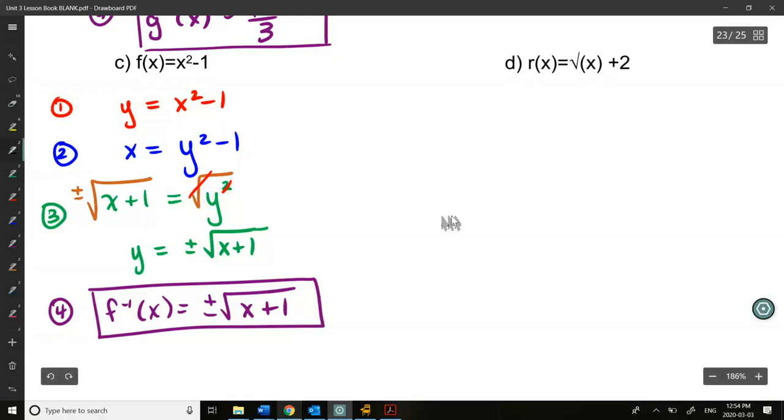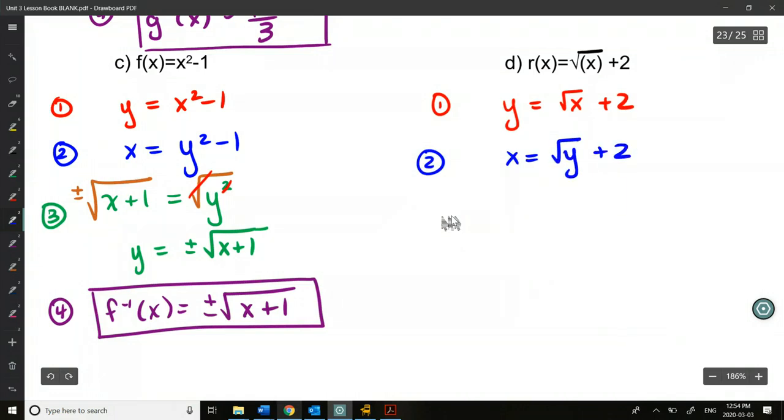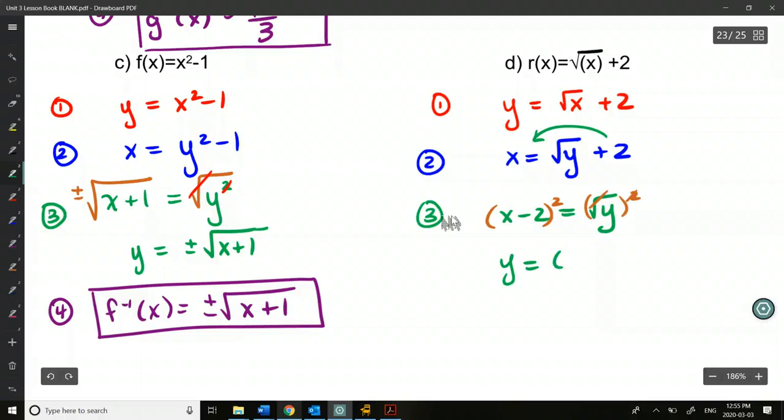Okay, for this next one, the root is just over the x part, not over the 2. Okay, so step by step, replace function notation with y, swap the x's and y's, and then we want to get y by itself again. So the first thing that I'm going to do is bring over the positive 2, becomes x minus 2. And how do we get rid of a square root? Square both sides. So square this, these will cancel, and we will have y equals x minus 2 all squared.